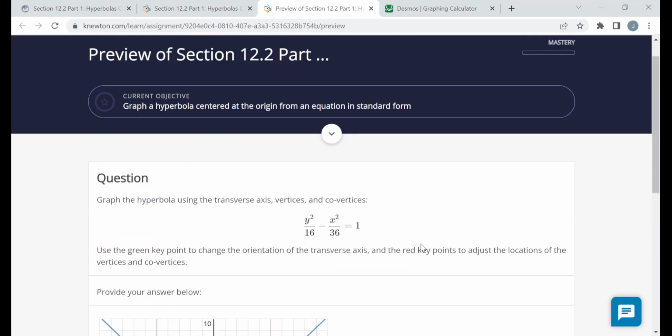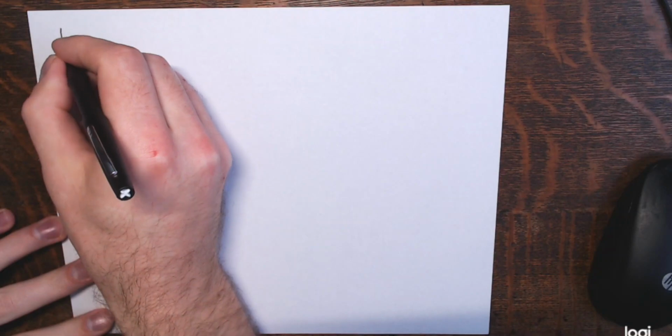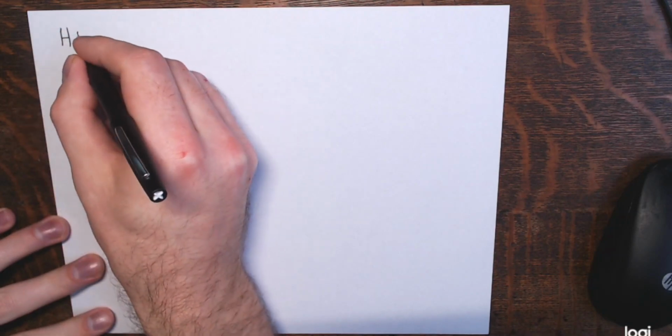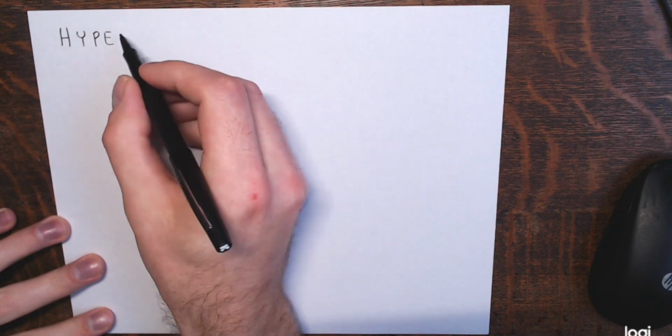Alright, so before I get into the actual questions here, I want to talk about these things called hyperbolas. Right, the first objective I'm looking at here is graph a hyperbola centered at the origin, from an equation in standard form. So let me get into those first before we get into this question. So hyperbolas, centered at the origin in standard form.